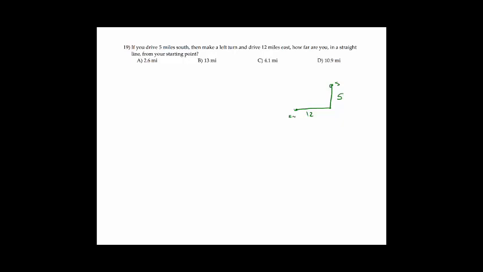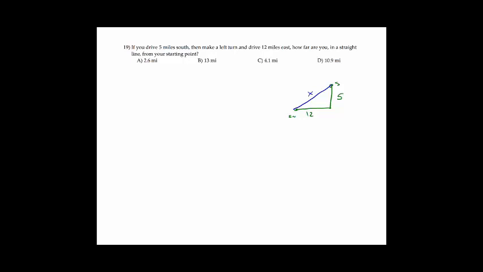That's the end. The question is, how far is it from my starting point to my stopping point if I were to go in a straight line? That's the length that I'm looking for. Notice that I've drawn a right triangle, so the Pythagorean theorem should be coming to mind.